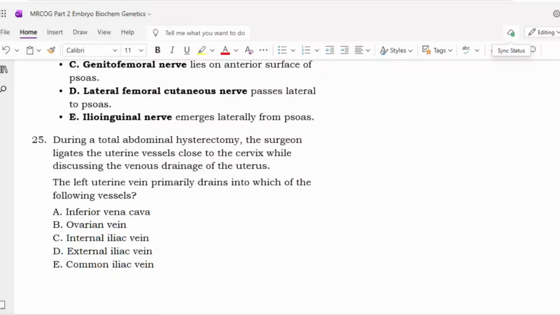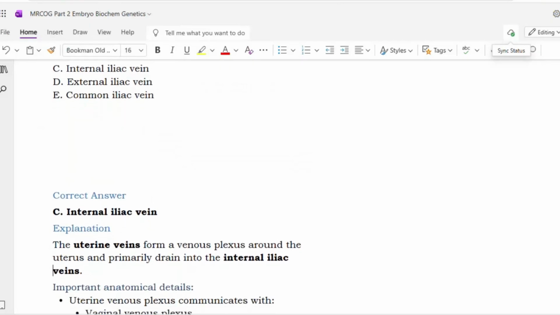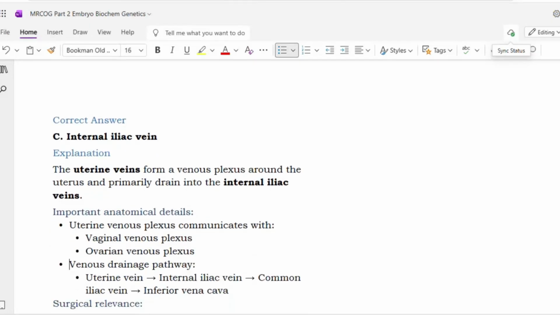Next. During a TAH, the surgeon ligates the uterine vessels close to the cervix. While discussing the venous drainage of the uterus, the left uterine vein primarily drains into which of the following vessels? Inferior vena cava, ovarian vein, internal iliac vein, external iliac vein, common iliac vein. Sir, option C, internal iliac vein. Yes, because the artery also comes from the internal iliac artery, so the vein will drain to the internal iliac vein.